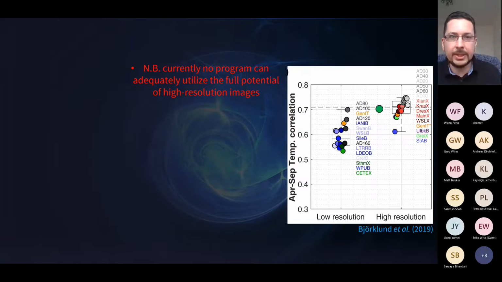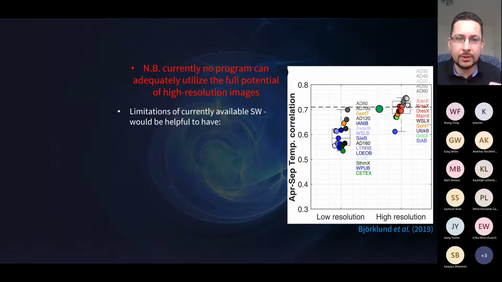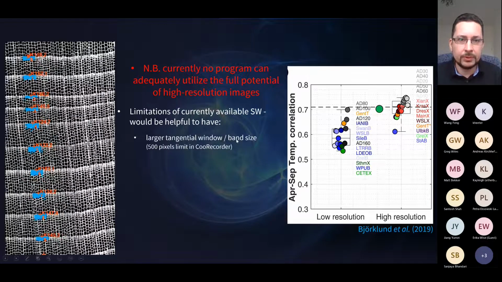I just wanted to point out that right now we don't have any optimal way of measuring surface intensity. There are certain limitations of the software if we use, for example, QRecorder or any other software that could measure surface intensity in some way. Specifically with QRecorder, there's a hard limit of 500 pixels. So with very high resolution images, that limits the size of the window that we can use. If we could use a larger window, that would probably reduce the amount of noise.